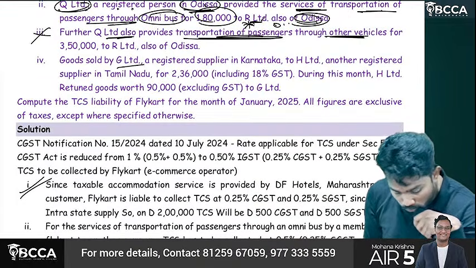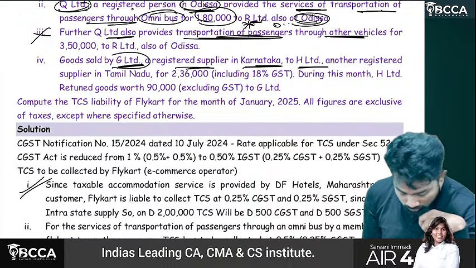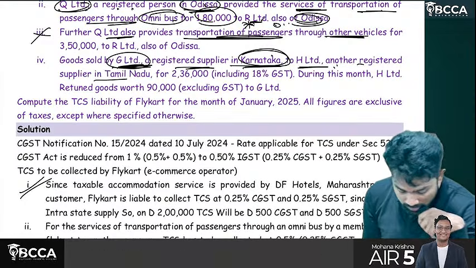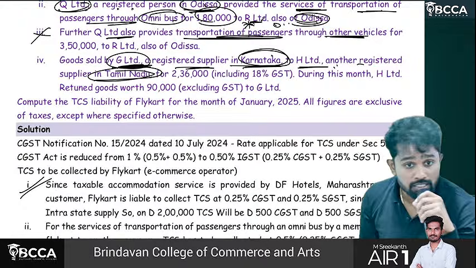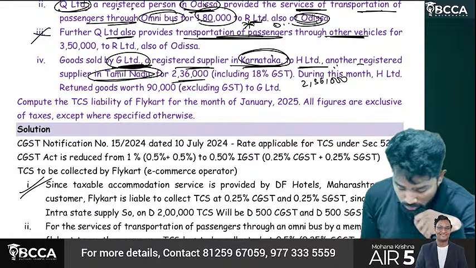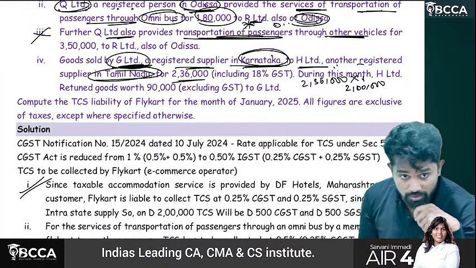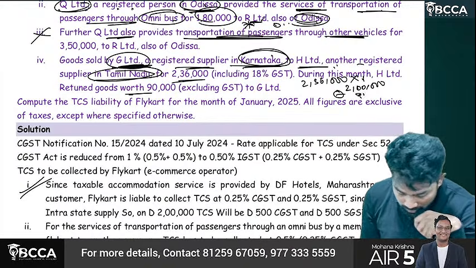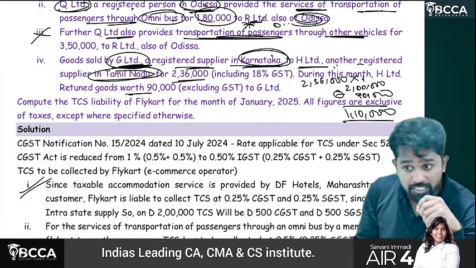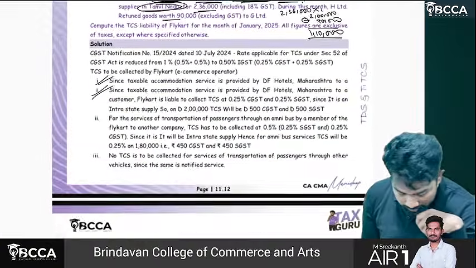Then goods sold by G Limited, a registered supplier in Karnataka, to H Limited, another registered supplier in Tamil Nadu. So what transaction is it, sir? Interstate transaction. This is 2,36,000 including GST. Excluding GST, it is 2 lakhs. From this, sales returns also have to be subtracted. How much, sir? 90,000. So what is the net value? 1,10,000 into IGST, sir, here 0.5 percent. How much, sir? 550 is the amount to be deducted as TCS.